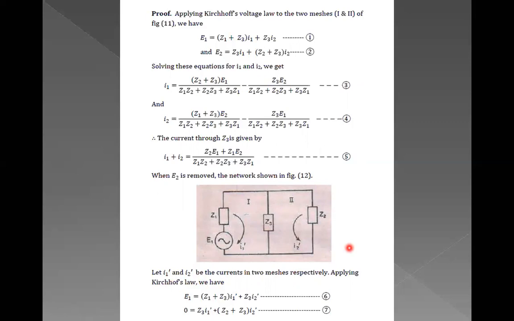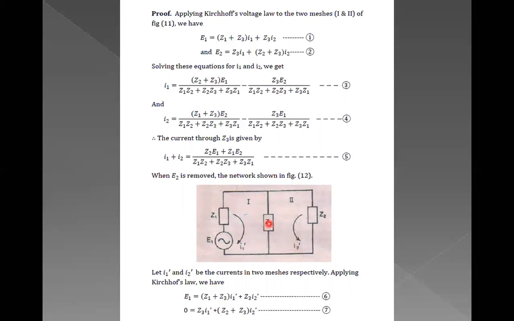So how does the equation come? This is E1, right? So E1 should be equal to I into R: E1 is equal to I1 dash into Z1, plus what is the current flowing through this common impedance? It is I1 dash plus I2 dash, into Z3. So the equation for Kirchhoff's voltage law for mesh 1 is E1 equals I1 dash into Z1 plus (I1 dash plus I2 dash) into Z3.